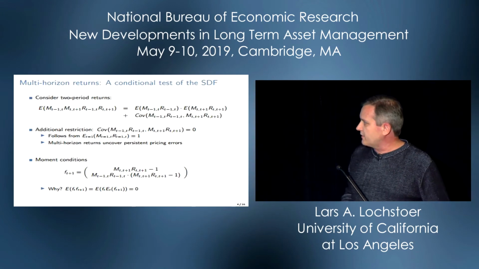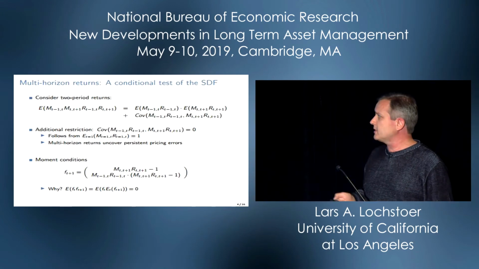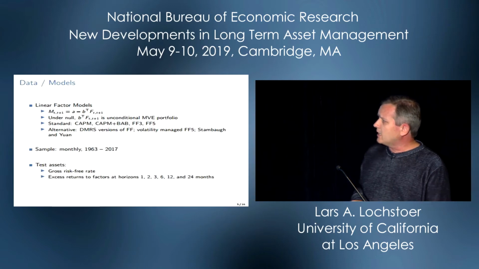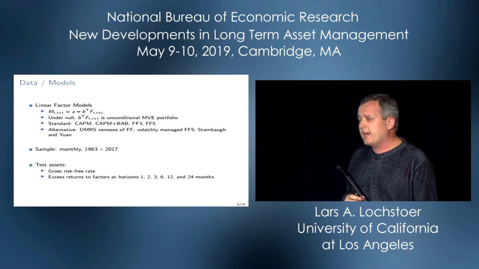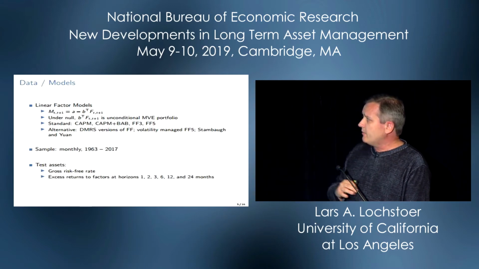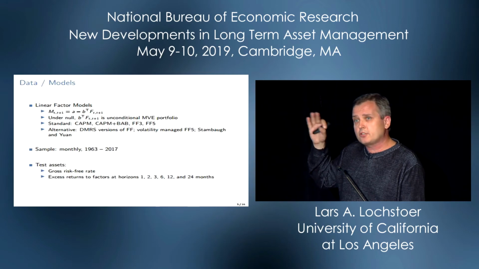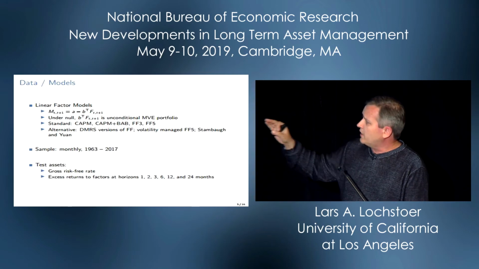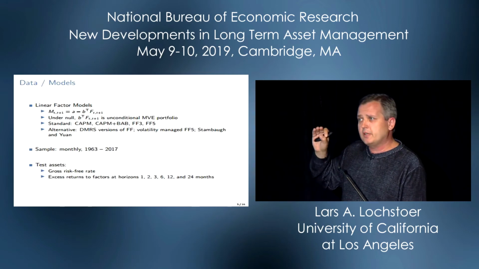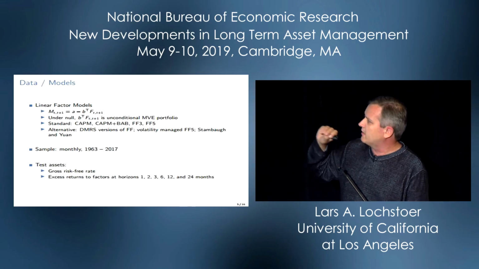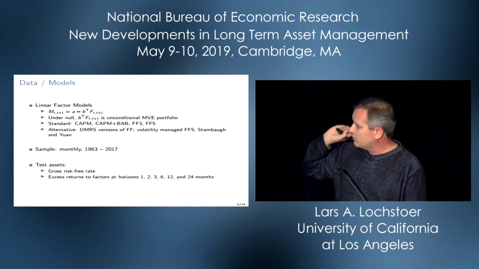All right, so that's kind of a technical issue, but that's how we're going to implement this. So the data on the models, like I said, it's going to be linear factor models. We're going to do a bunch of standard models, like the standard CAPM. We're going to add a betting against beta type factor constructed from Ken French's data. We're going to do the FF3 and FF5, the Fama-French 3 and 5 factor models. I forgot to add, I was also going to add momentum to one of them.